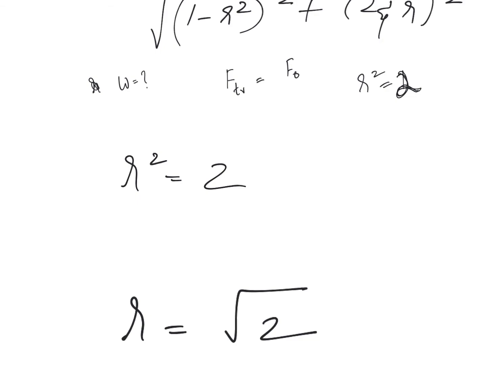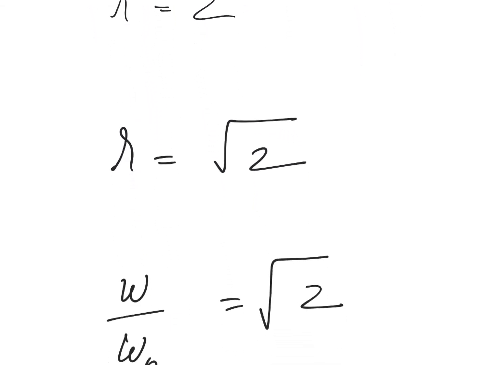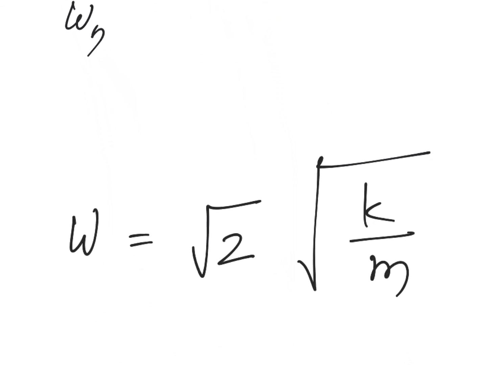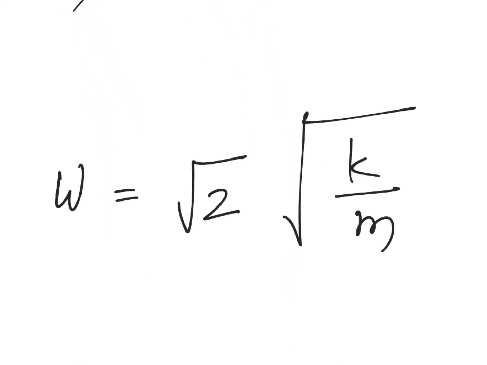R square equal to 2 in turn means that r is root 2, and omega by omega n is equal to root 2, and omega, the forcing frequency, is root 2 times the square root of k by m. This is the ratio. Clear? So at this value of forcing frequency, the force transmitted and the initial force will be the same, and the ratio will be 1.